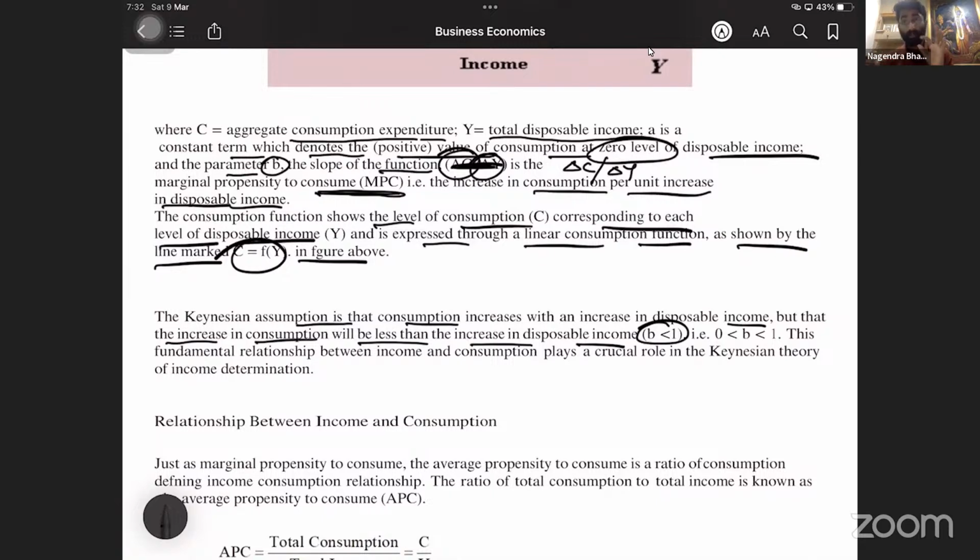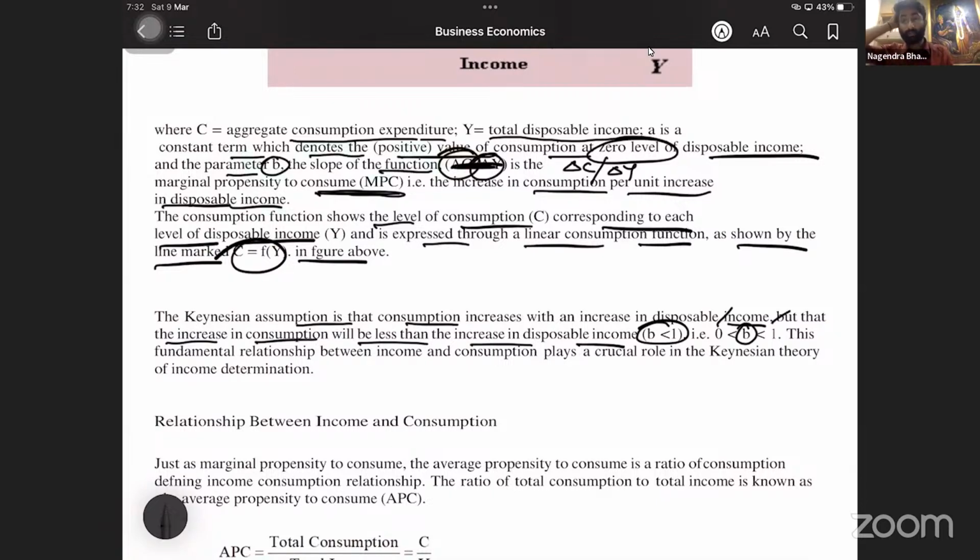Consumption increases, but not at the rate of increase in income. Always remember, B is in between 0 and 1. It can never be equal to 0. It can never be equal to 1. 0 is less than B and B is less than 1. That means marginal propensity to consume is neither 0 nor 1. It is always between 0 and 1. It is an assumption.